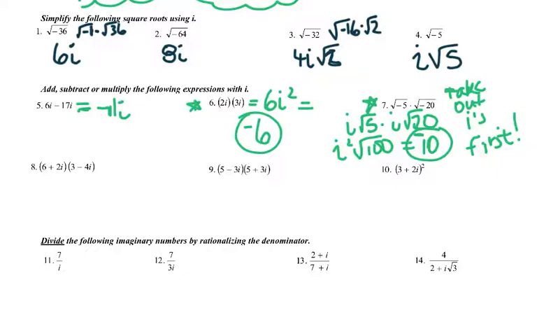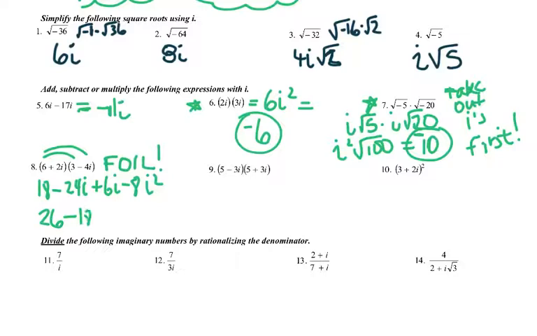What about number 8? What does it feel like? What kind of problem? Rhymes with boil. Yep, it's a FOIL problem. First, outside, inside, last. 18 minus 24i plus 6i minus 8i squared. But what's i squared again? Negative 1. Negative 1 times negative 8 is 8. 8 plus 18 is 26. So it's 26 minus 18i.